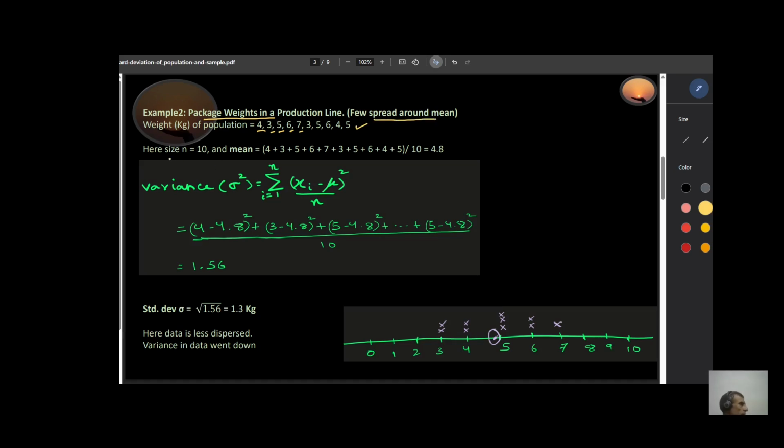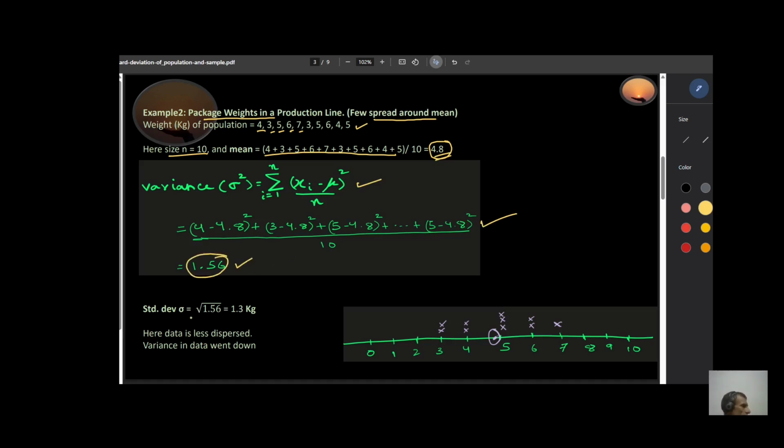So in this case, my size is n, my size is 10, and let's calculate my mean. This is my mean right there. And you can tell that my spread in this case is very low compared to my mean value, which is 4.8. So let's calculate my variance. I calculate my variance right here, and my answer comes out to be 1.56. So this is my variance.